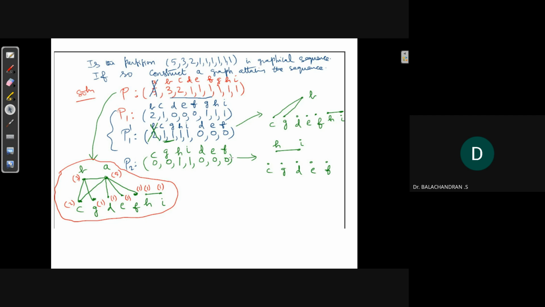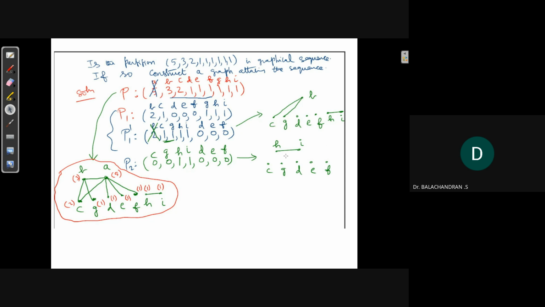Now you can write this in descending order: 1, 1, and then everything else is 0. So H and I have degree 1, 1, and the remaining vertices C, G, D, E, F all have degree 0. Actually, this is graphical again. So even though it is a disconnected graph, it is graphical.